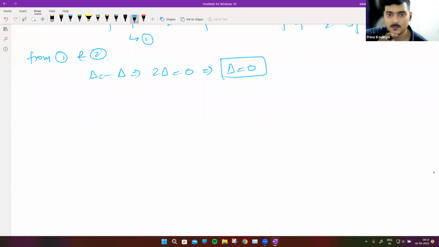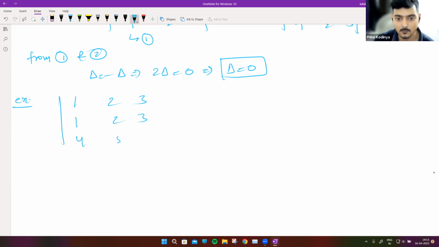Hence, whenever you see any two rows or any two columns of a determinant are identical, just put that value 0 directly using this property. You don't need to solve that. So how can we use that? Let's say I have seen 1, 2, 3 and this is 4, 5, 6. I can directly say the value is 0 because first row and second row are the same. That is how I can use it.